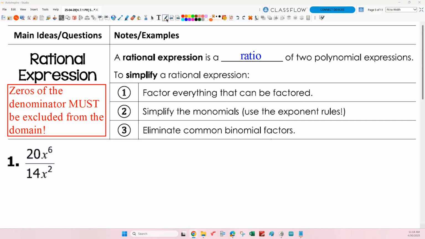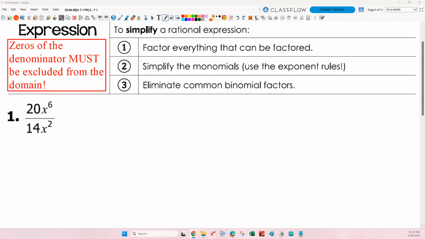Five sevenths? 10 sevenths. And then how would we do the variable? Because we subtract exponents, right? Looks good, right? Okay.